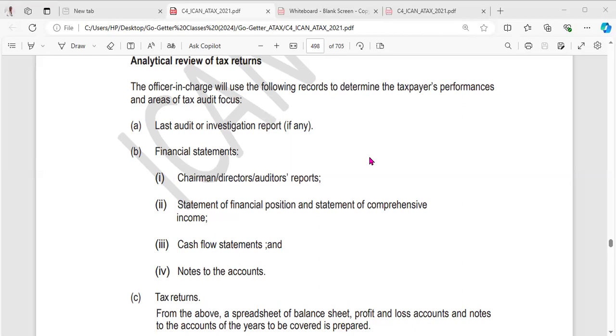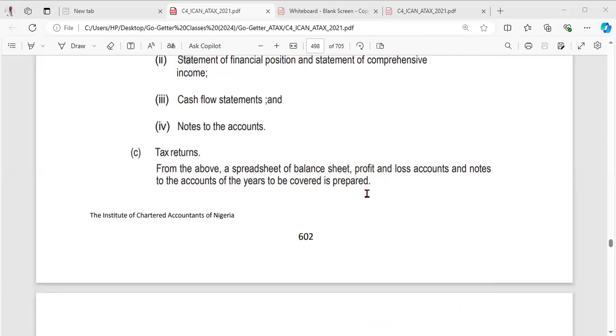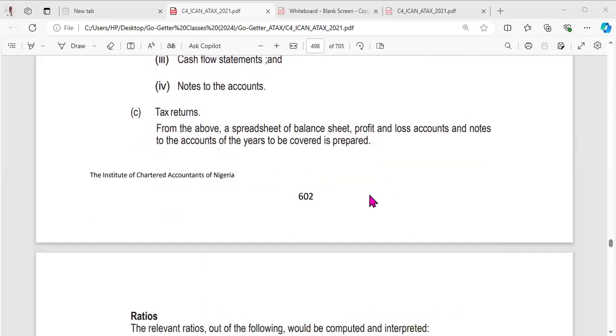Then look at the financial statements. Of course, they'll look at the chairman's report, director's report, auditor's report. This could give them what they will focus on. They'll look at the statement of financial position and the comprehensive income. They'll look at the cash flow statement and the notes to the accounts. All these are in the financial statements. Then they'll look at the tax reports, tax returns. There's going to be a spreadsheet to show the tax returns that you have prepared.